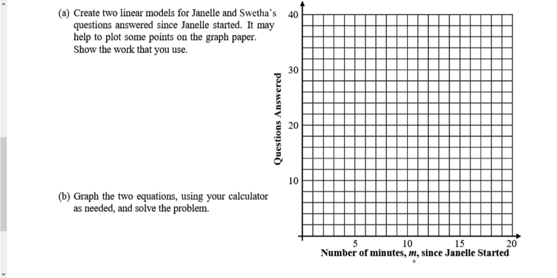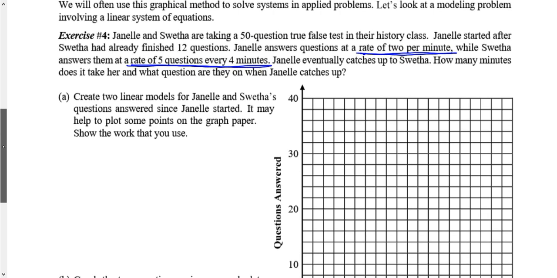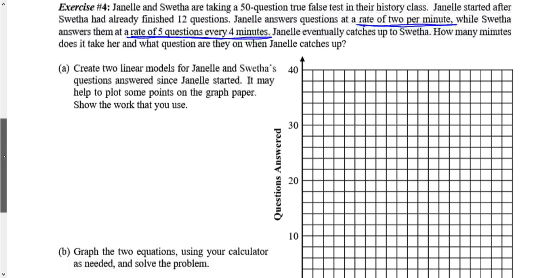Okay. So let's make the linear models. Let's do Janelle. What was her slope? 2/1, right? So let's use J for Janelle's number of questions, and M for minutes. This is going to be the confusing part, because M is slope, and they want you to use M for minutes, so please don't get confused there. You guys follow me? So her equation, if J is the number of questions she's answered, would be what?